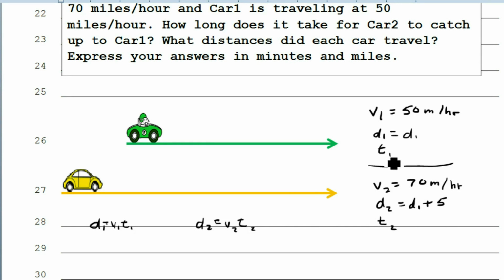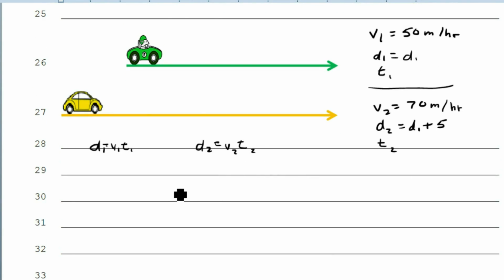The time we don't know, we can't calculate it, and T2 we don't know, we can't calculate it, but we know one thing, that they're on the road for the same amount of time. So T1 equals T2, and we know T1 equals D1 over V1, and T2 equals D2 over V2.